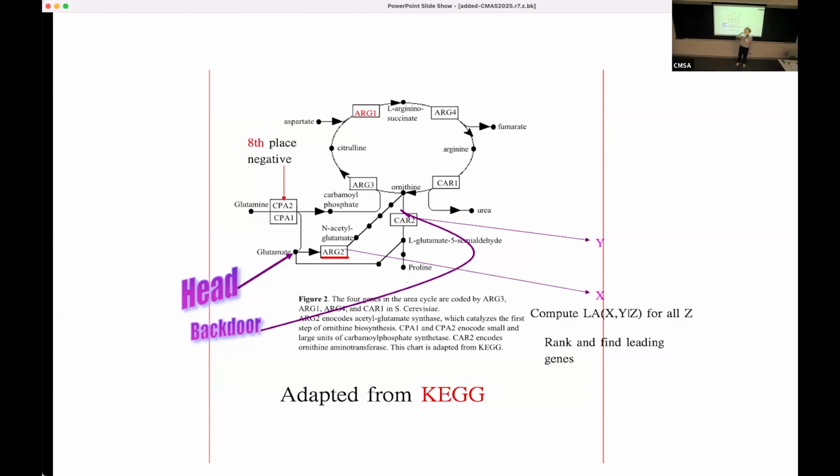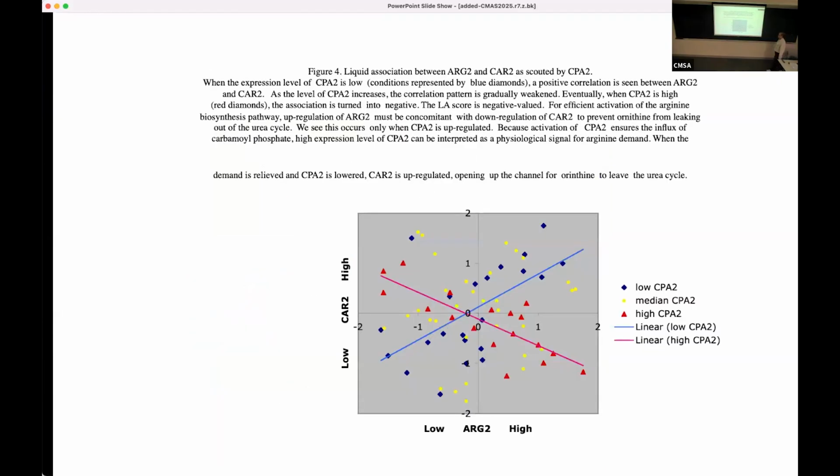The top one also makes sense, but it's a little bit hard to explain. It's some sort of regulator involved. So I just skip it, and in eighth place I'm able to find that controller. I was quite happy with that. And also, the sign is correct. The liquid association score is indicating very well this dynamic change there.